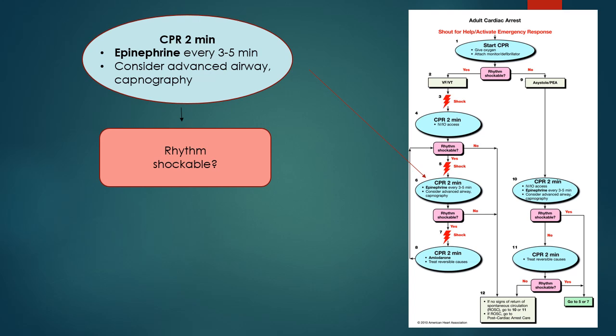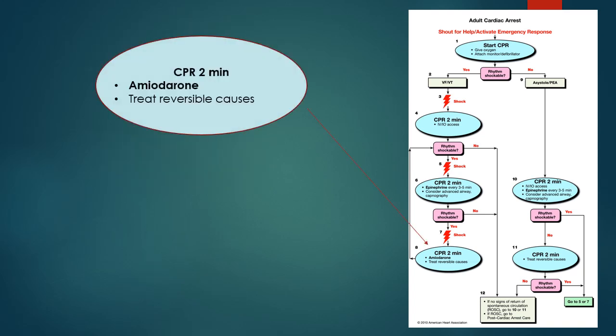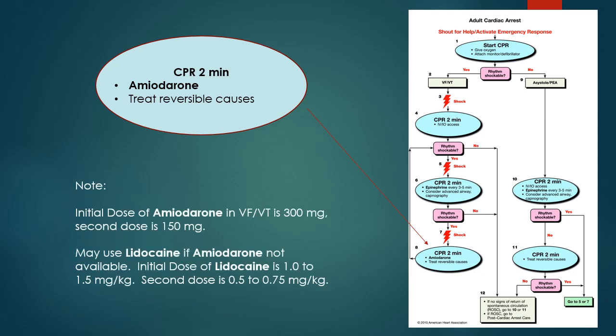After 2 minutes of CPR, assess the rhythm. If the rhythm is not shockable, go to the appropriate algorithm. If the rhythm is shockable, go ahead and defibrillate your patient. Continue with 2 minutes of CPR. While doing CPR, you can now administer amiodarone. Also, treat any reversible causes.